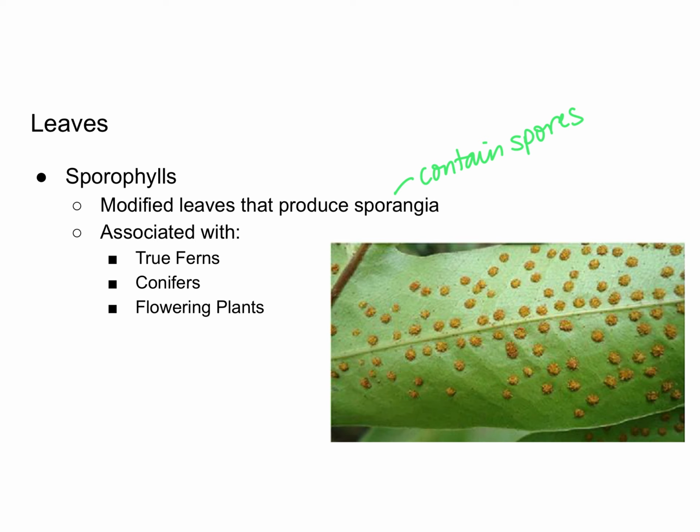And what we're seeing in this picture here, this is a fern frond, and this is the underside of it. And the sporangia are these little clumps here that contain spores in them. And when we talk about the true ferns, we will talk a little bit more about how these develop and then how the spores disperse from them.